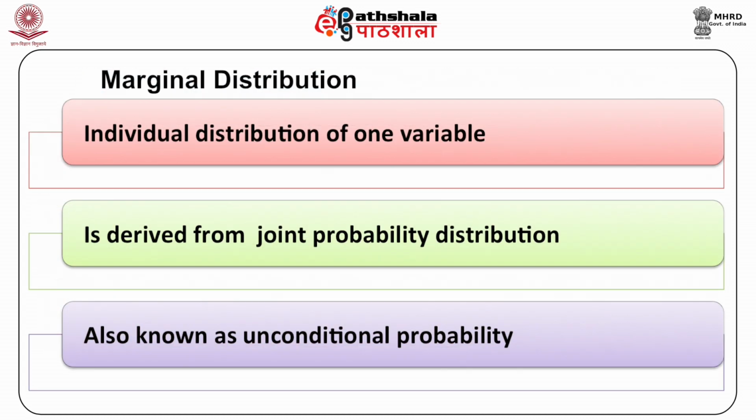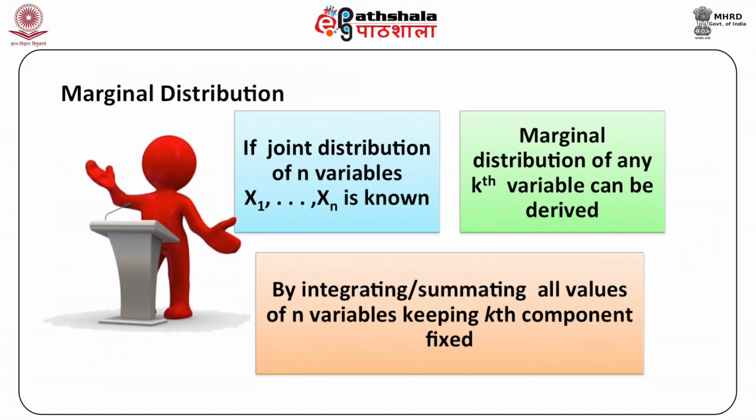Now we will be talking about marginal distribution. Marginal distribution is the individual distribution of one variable and is derived from the joint probability distribution. Thus, it may be thought of as an unconditional probability. If the joint distribution of n random variables x1 to xn is known, then the marginal distribution of any kth random variable can be derived from this joint distribution by integrating or summating over all possible values of the n variables, keeping the kth variable fixed at the specified value xk.